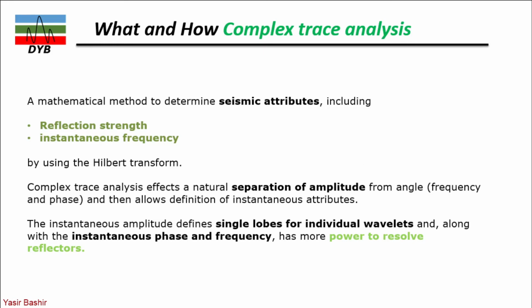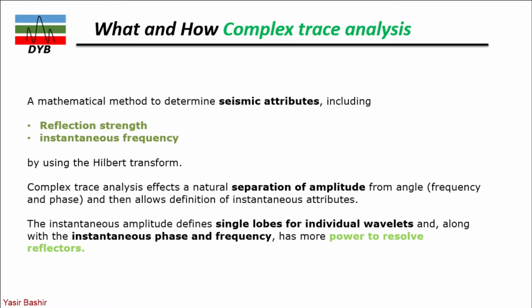This is also one of the important tasks we have to do in processing or prior to the interpretation. Complex trace attribute analysis is a mathematical method to determine the seismic attributes, which include the reflection strength and also the instantaneous frequency. So how do we determine these properties using the Hilbert transform?